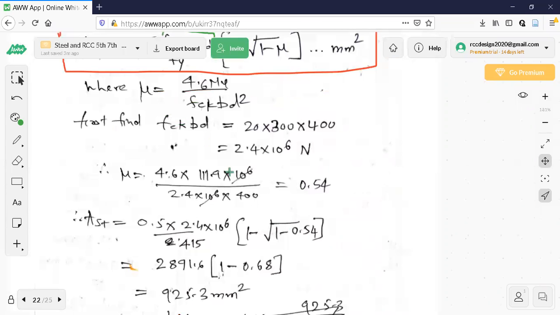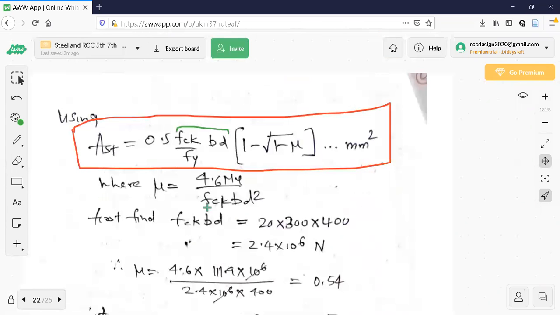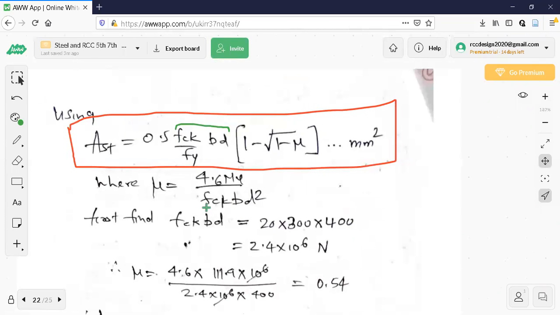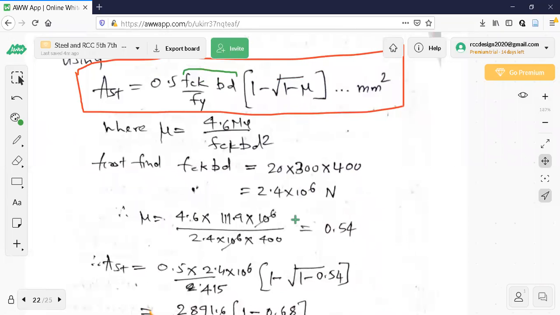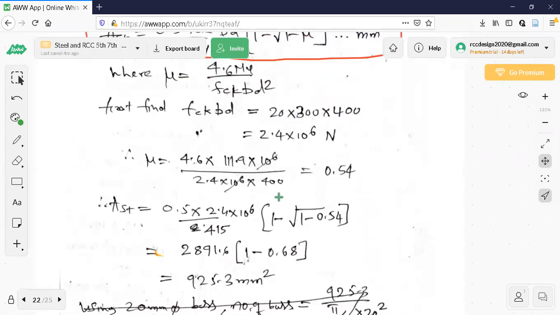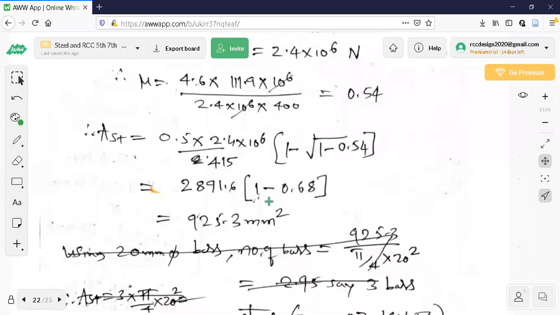So the way I have calculated, you observe here. Are there any doubts in this one? Any doubts in calculation of AST? This is a totally new thing for you. It was not discussed in previous classes because AST was not calculated in the case of singly reinforced beams in the analysis part. Okay, so 925.